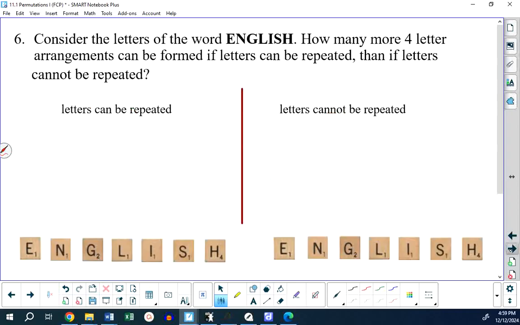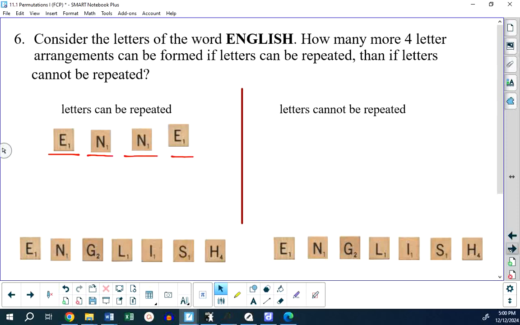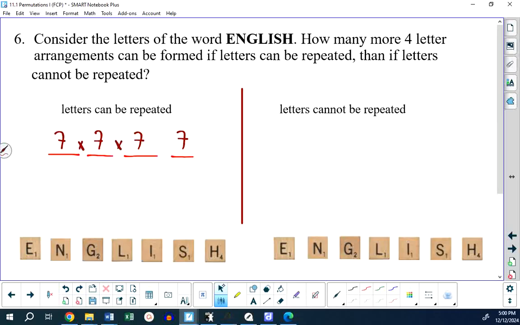Six, consider the letters of the word English. How many more 4-letter arrangements can be formed if you were allowed to repeat the letters compared to if you're not? So if the letters can be repeated, you have an infinite number of each of those letters. You can repeat them as often as you want. And that means when you talk about the number of options for the first blank, it's 7, because there are 7 letters to choose from. The number for the second is 7, for the third is 7, and for the fourth is 7, because you are allowed to use the same letter more than once. So this works out to 7 raised to the 4.